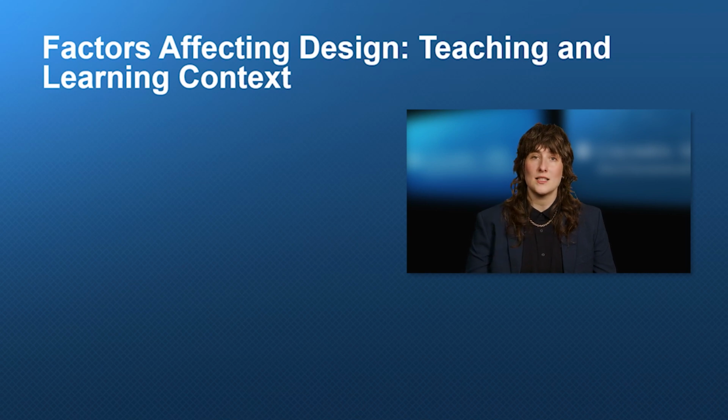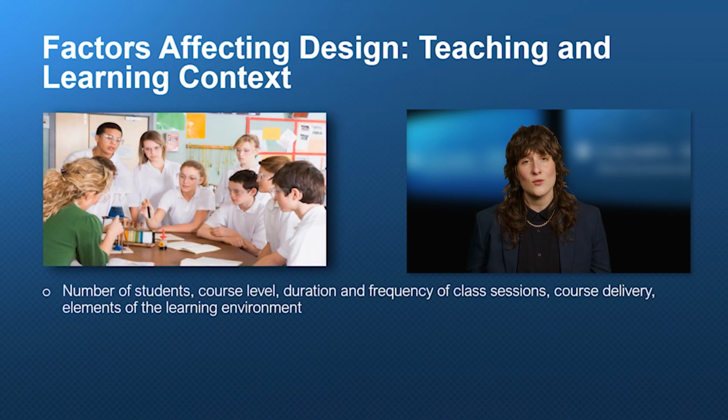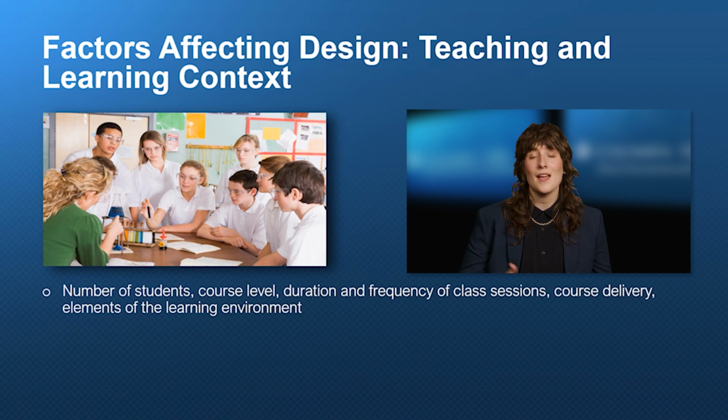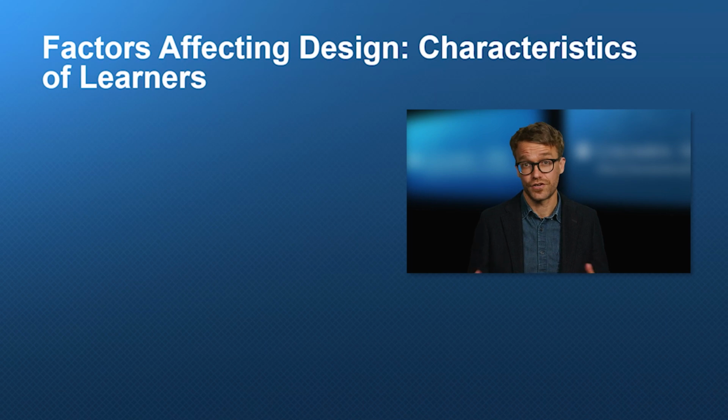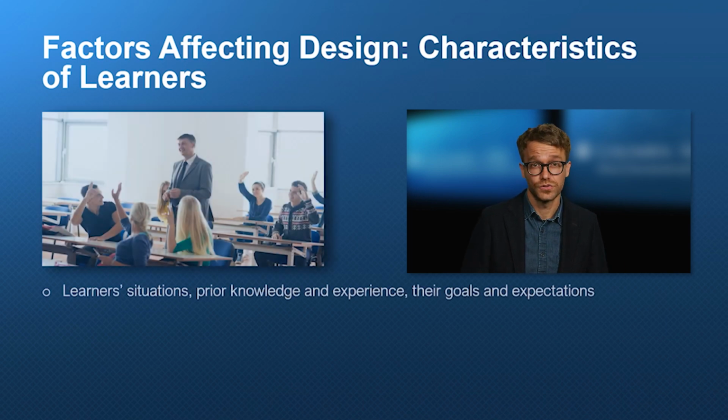Teaching and learning context involves factors related to the course itself, such as the number of students enrolled, the course level, the duration and frequency of class sessions, and the elements of the course environment, whether that be in person, hybrid, or online. Next, instructors should consider the characteristics of their learners. These include learners' goals and expectations, prior knowledge and experiences, and their life situations. By considering students holistically, course design can be more effectively tailored to their wants and needs.